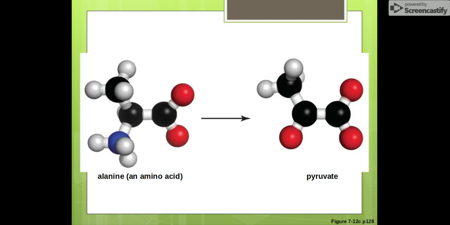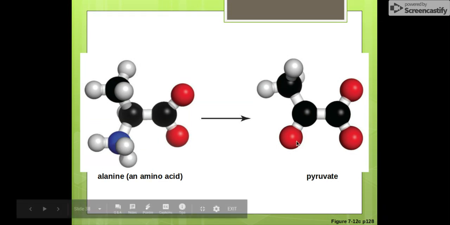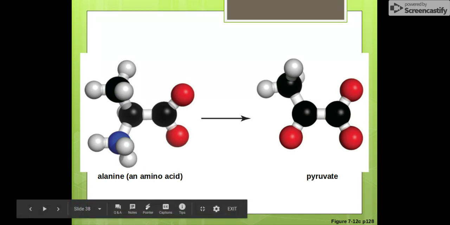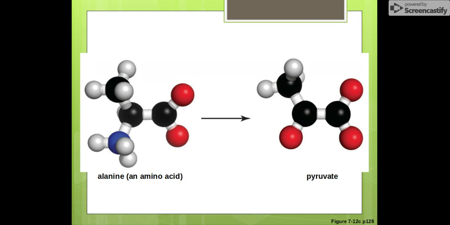And so here we have a specific amino acid, which looks very similar to pyruvate. Basically, this amino group is going to break off and take on an oxygen, and then it's pyruvate right there. Now, some amino acids have a different R group down here, and so they're going to go through a slightly different process in order to enter cellular respiration.